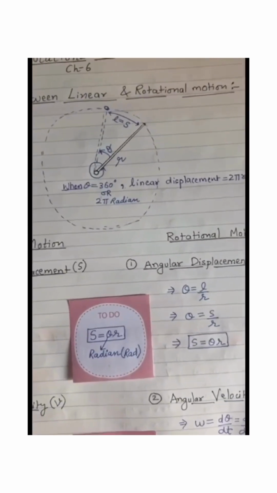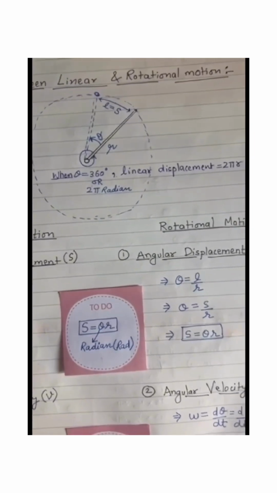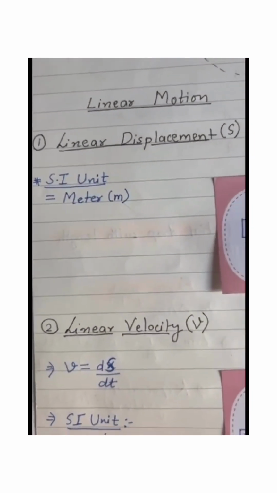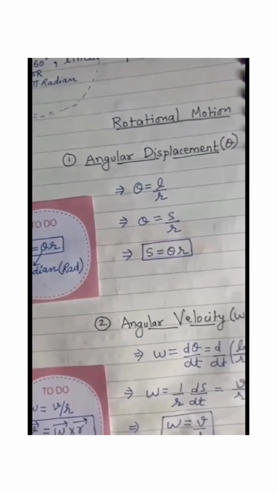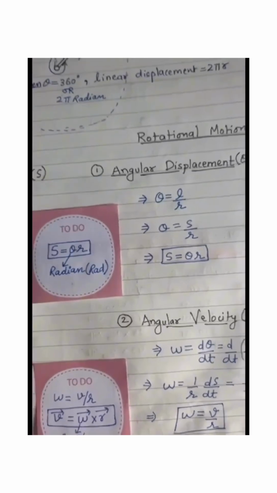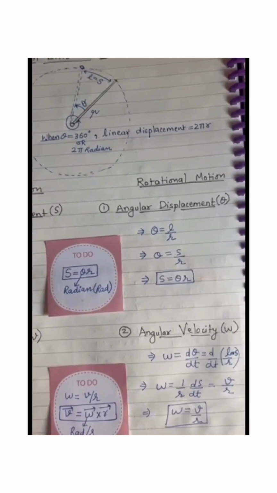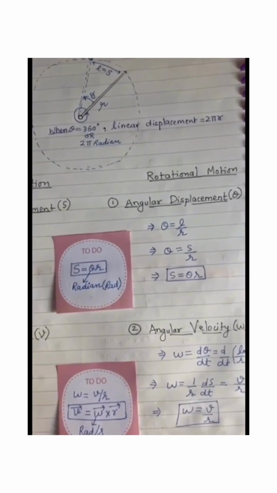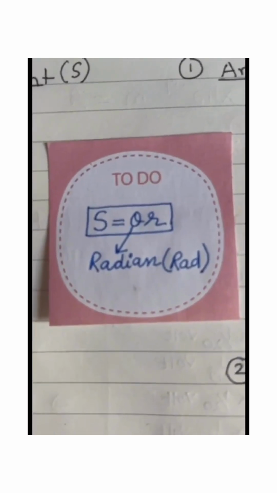Then the first term for the red part of the stick is the linear displacement, which is measured in meters, and the angular displacement of the object as a whole is theta, which is L by R, where L is the linear displacement, which is represented by S, and we can find the relation between linear and angular displacement.